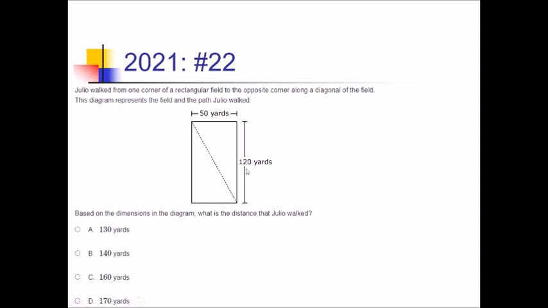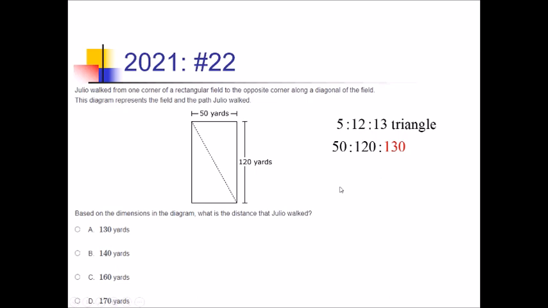50, 120, this is the beginnings of a 5, 12, 13 right triangle. So if we have a dimension that's 50 and a dimension that's 120, basically you're just multiplying each of the original ratios by 10. That means 130 must be the other side. So that's one way to get to the answer.